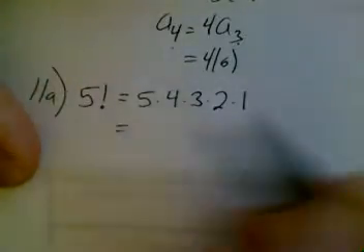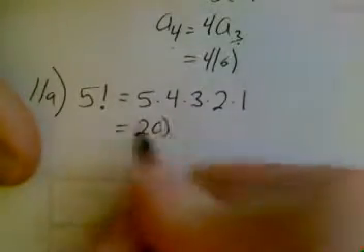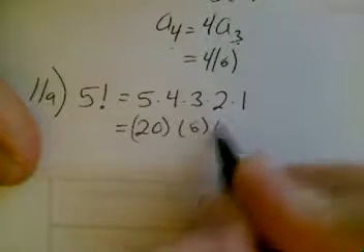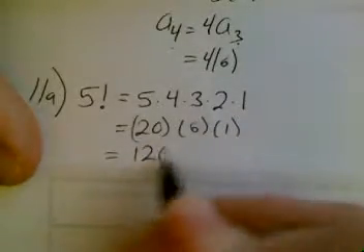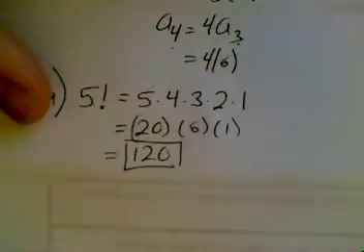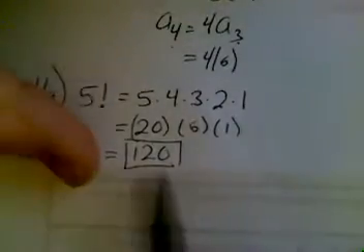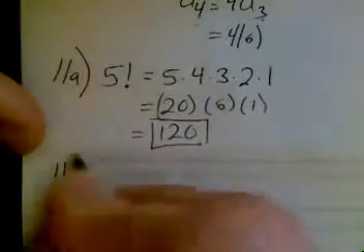What is that number? Well, this is going to be 20. This is going to be 6. That's still going to be 1. If I multiply all that together, I get 120. 5 factorial is a numerical value. It is 120. That's it. Okay? Let's look at 11b.